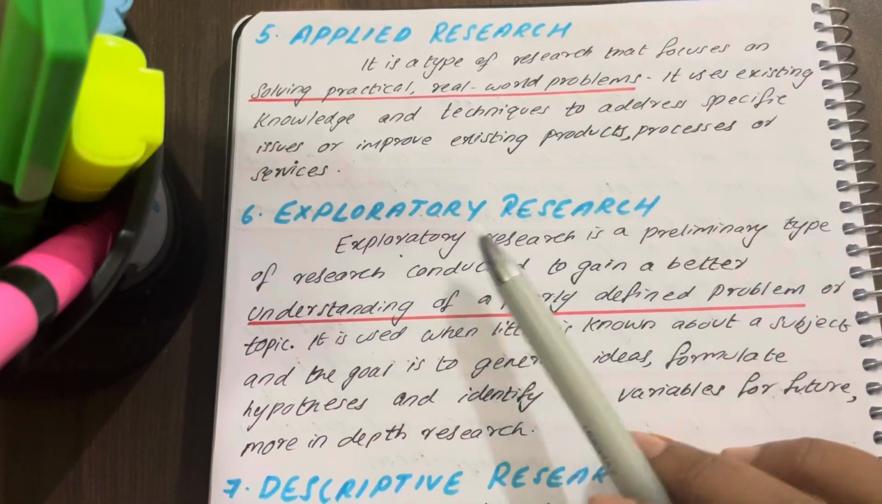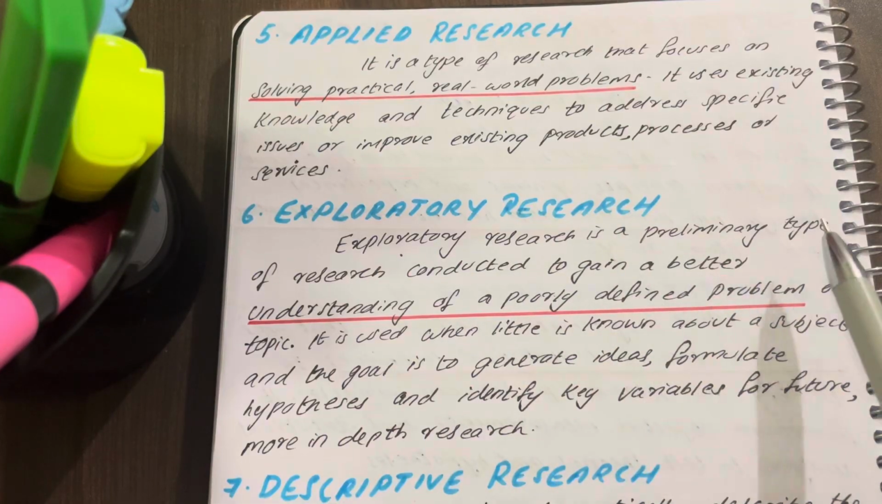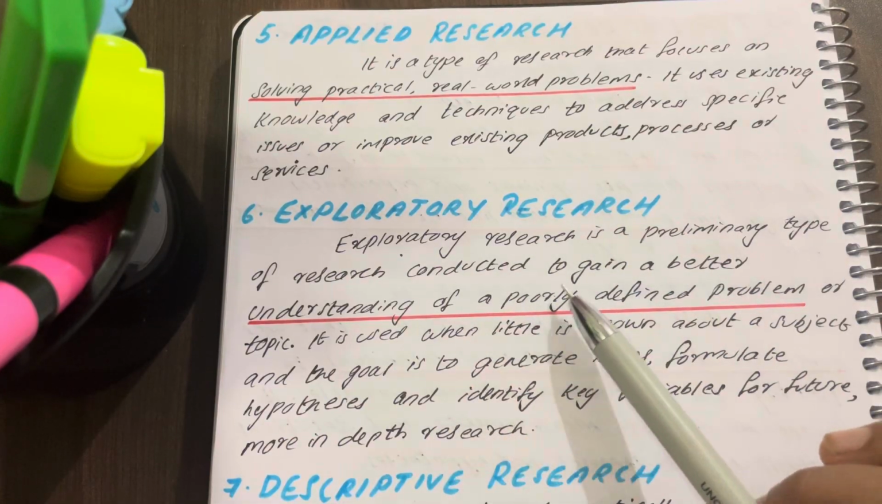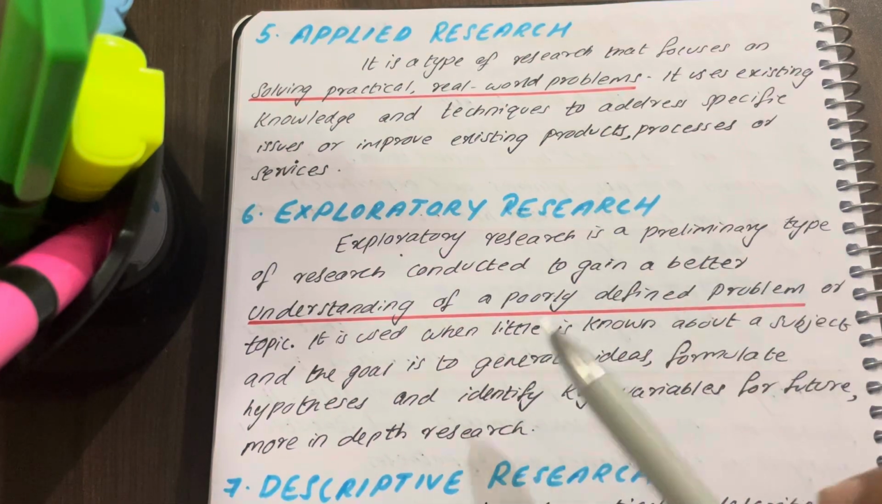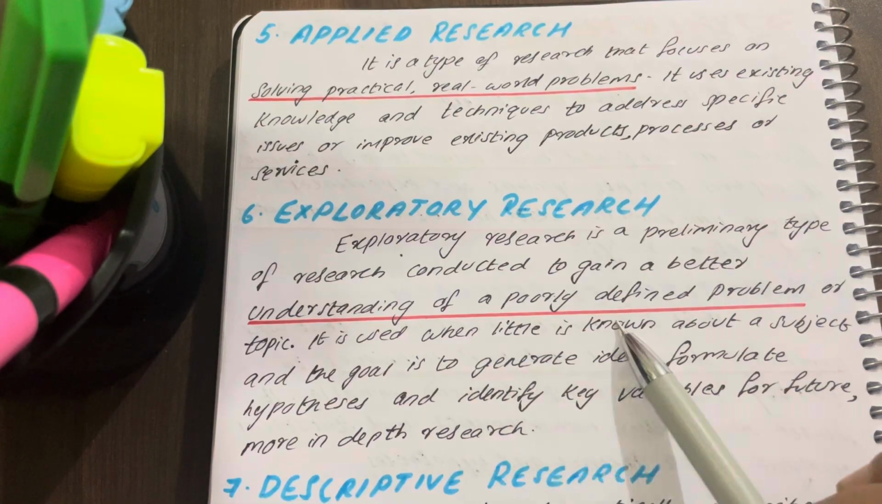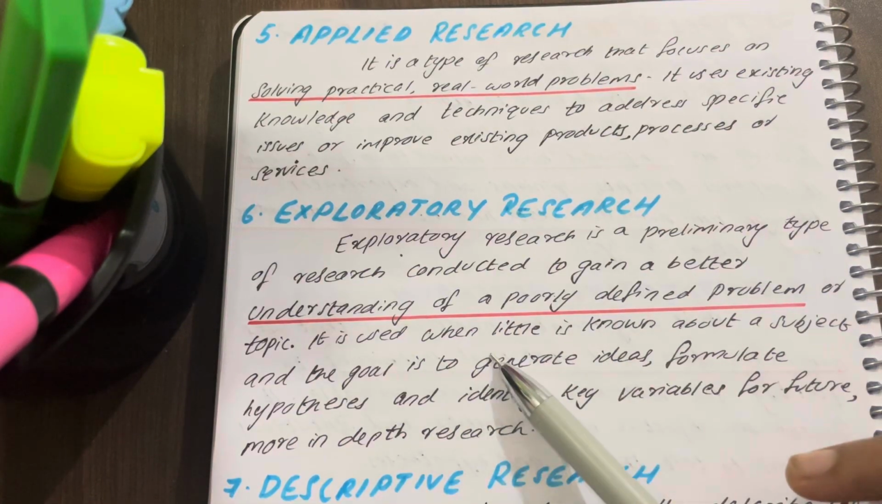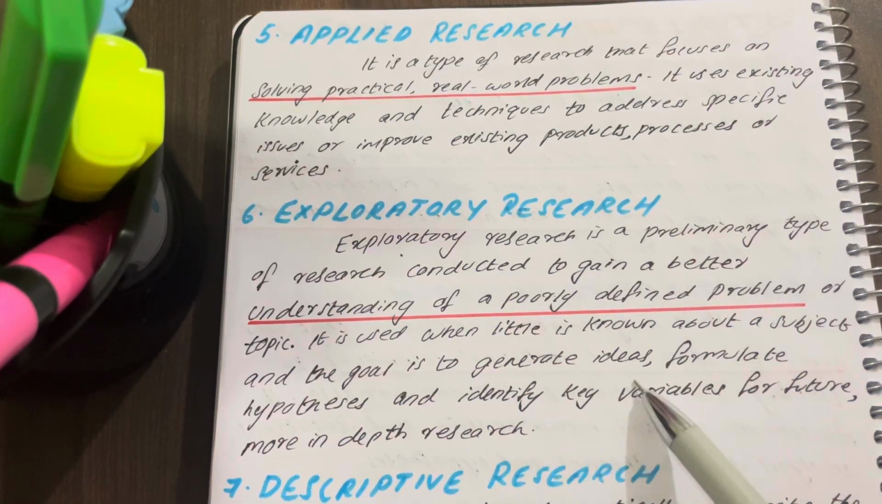Sixth one is exploratory research. Exploratory research is a preliminary type of research conducted to gain a better understanding of a poorly defined problem or topic. It is used when little is known about a subject and the goal is to generate ideas, formulate hypotheses and identify key variables for future, more in-depth research.